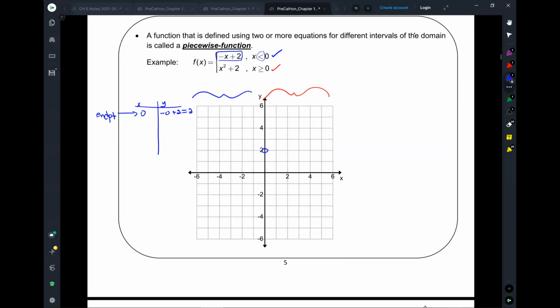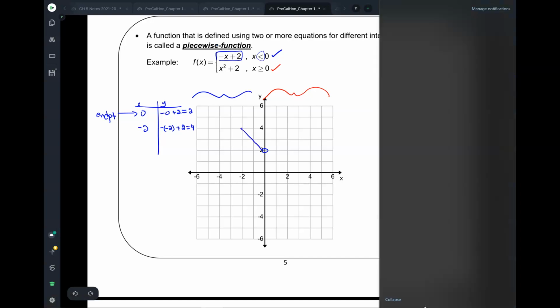Some students are like, okay, I'm lost. And then you're like, okay, let's pick another point. Okay, so now can I pick x equals 3? No, because it's not in the domain, right? Can I pick x equals negative 2? Yes. Put it in there. Negative negative 2 plus 2, 4. When x is negative 2, y is 4. That's just a dot, right? There is no open or closed circle business there. So look. That's how that looks.